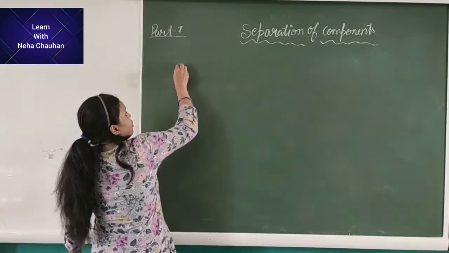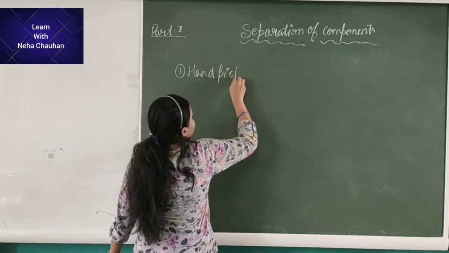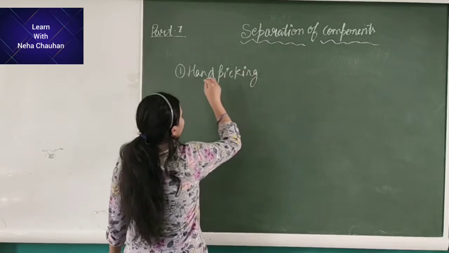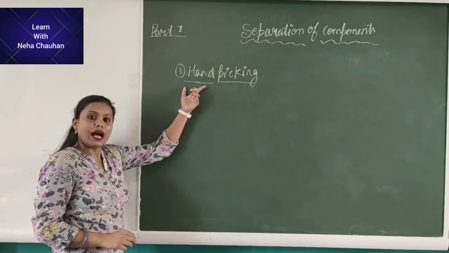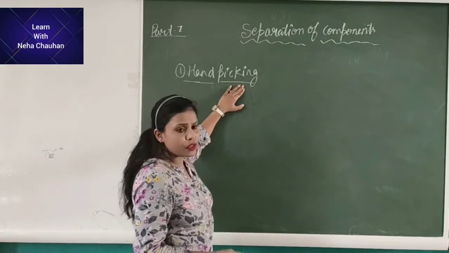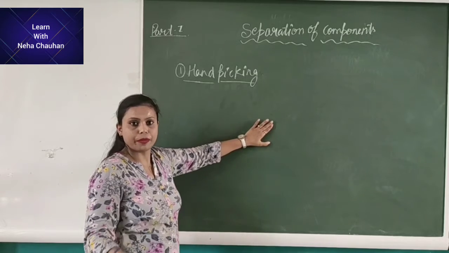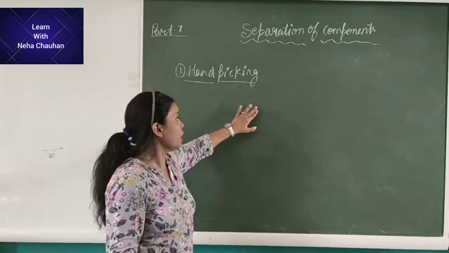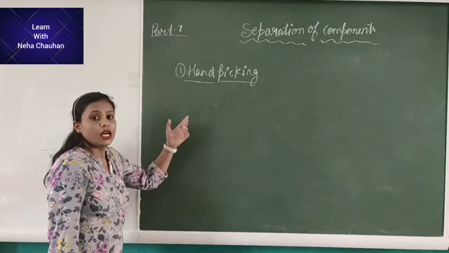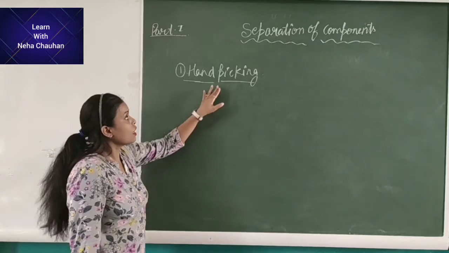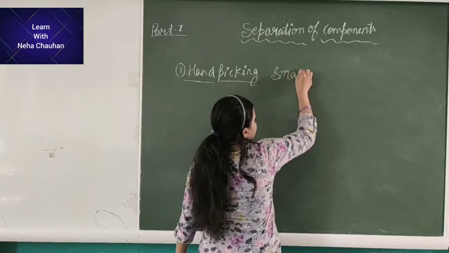Right? The first method is hand picking. As the name suggests, hand picking means picking by hand. You have often seen your mother picking stones and husks from pulses and rice at home. That is done by hand picking. So hand picking is the process of separating things by hand. This is done in small quantities.